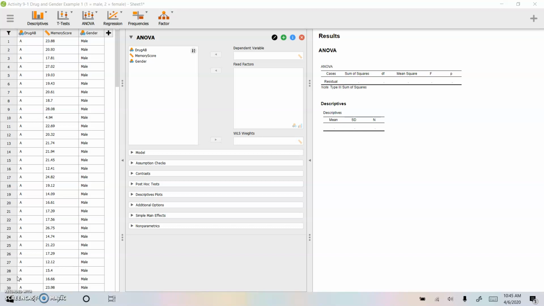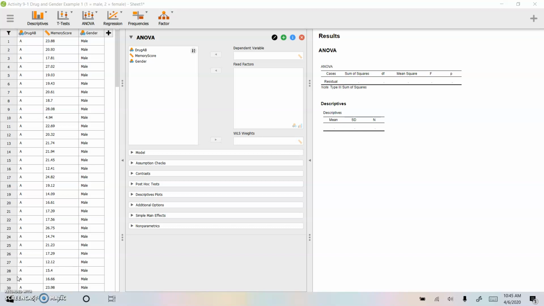And in this example we have two different independent variables. One is drug A versus B. That is, are people taking drug A or drug B? And the other independent variable is gender, male or female. And then we're looking at, as our dependent variable, memory scores.